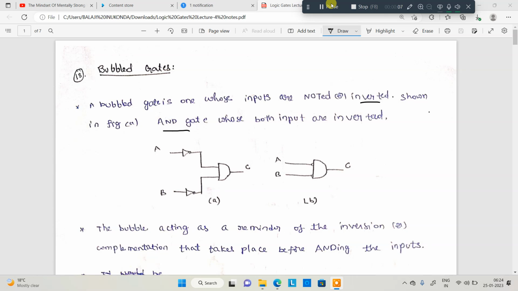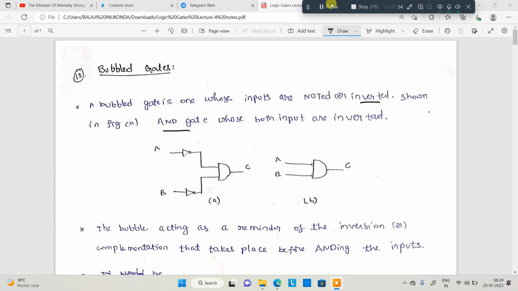Next part of the part 4 video of the digital logic circuits. In this particular video we are going to discuss bubble gates, universal gates, NAND and NOR gates, as well as the XNOR gate. After that we are going to see the complete discussion of all the gates' truth tables at one particular point on one particular page. We will get all the gates' truth tables. This is about our video plan.